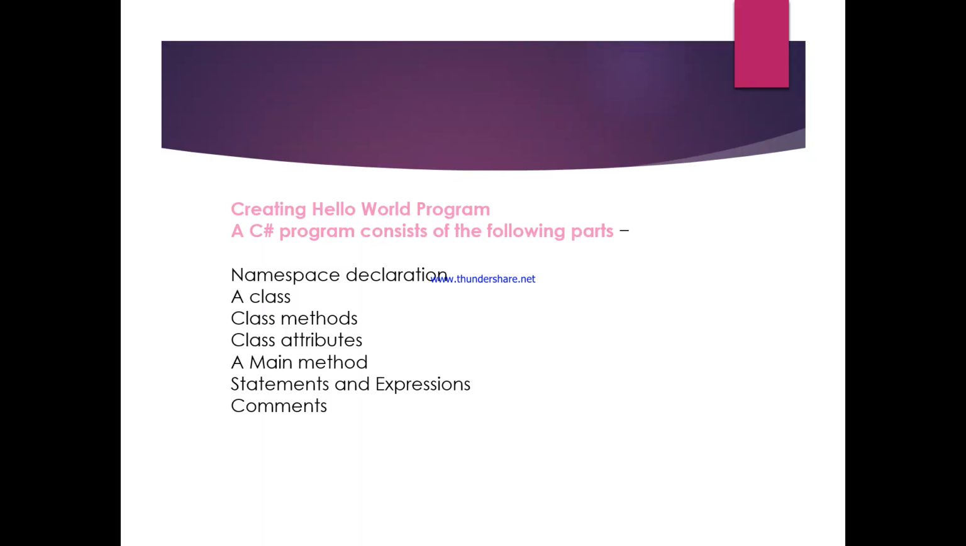So what are the simple steps for creating the program? You have to create the program Hello World by the following steps, and these parts are necessary. These are the components of our program. A C sharp program consists of, number one, the namespace declaration; second, the class; third, the methods, attributes, and statements. The main method contains statements and expressions, while a comment is also one of the parts of our program.